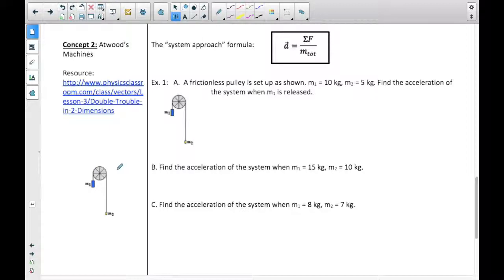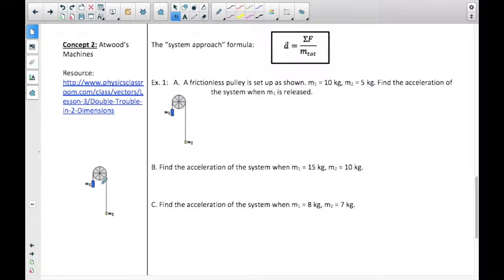Well, an Atwood machine is basically just a pulley. When we're talking about a pulley, we're talking about an extremely lightweight pulley. In fact, we say that we assume it has no mass. And the string attached to it is also extremely lightweight. Again, we assume it has no mass. And the pulley itself, the axis and everything, we assume is frictionless. So it is a theoretical situation with some lightweight string, a frictionless pulley, and the pulley itself is weightless.